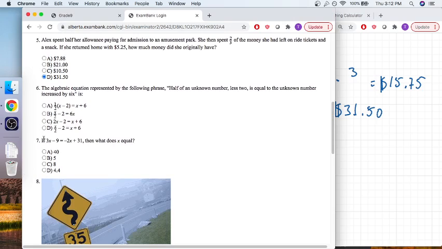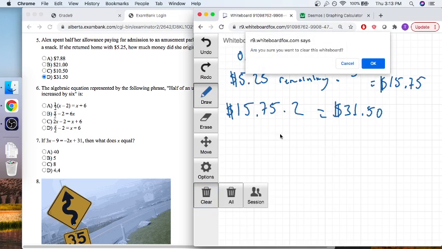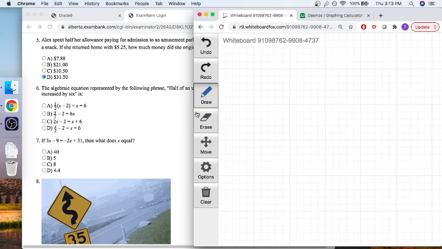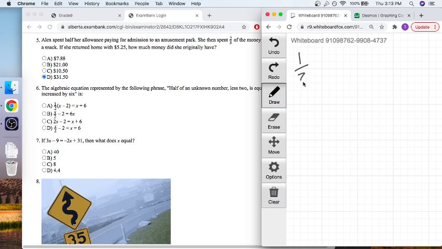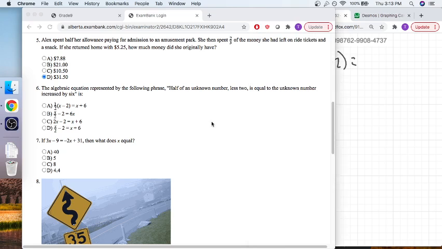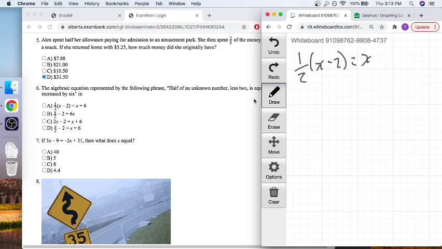Okay, which algebraic equation represents the following phrase: half of an unknown number less 2 is equal to an unknown number increased by 6. Let's try and make this a bit smaller. So we want first to have our half unknown number less 2. I think this should be brackets minus 2 equals x increased by 6. I think that's just plus 6.